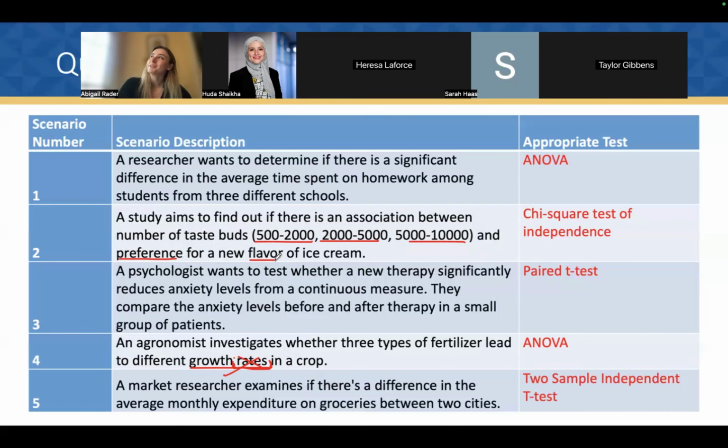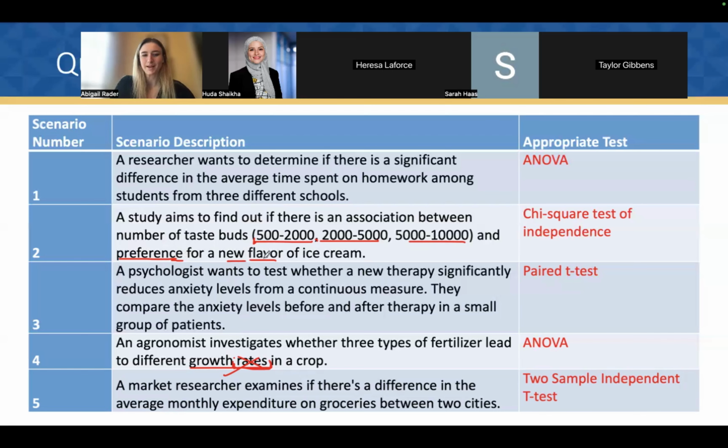Preference could be measured in different ways. I could understand a justification for, if we're measuring preference on a preference scale, and maybe that's continuous, you could argue for it being an ANOVA. But I would see preference as the proportion of people that choose different things, but I think that it would also be correct to say an ANOVA. Does that make sense? Yes, thank you.